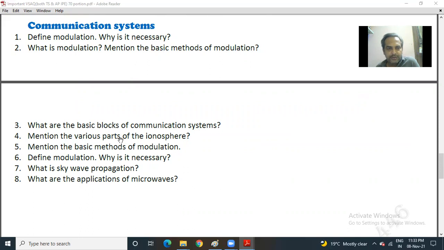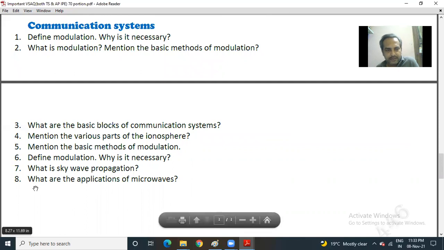4. Mention the various parts of ionosphere. 5. Mention the basic methods of modulation. 7. What is skywave propagation? And last, what are the applications of microwaves?